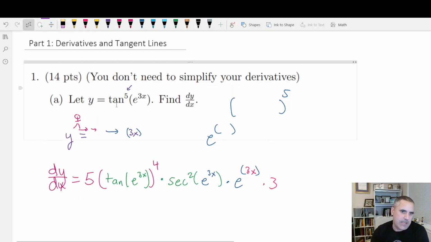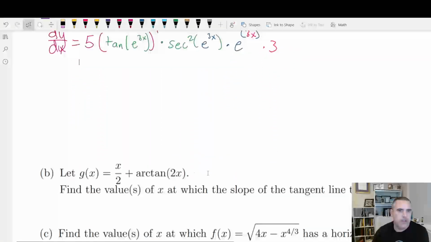Okay, that's it. So that's kind of the basics 101 of derivatives. You shouldn't be scared by a chain rule question. Okay, let's grab another one.